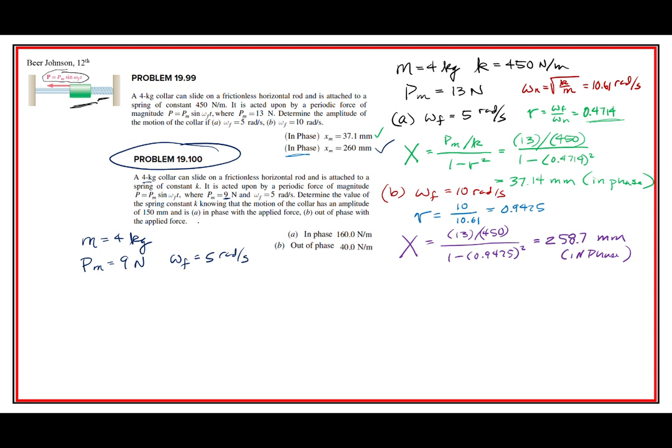And now we don't have an amplitude, right? Right here, the desired amplitude is 150 millimeters. And so we want to have in phase with the applied force and out of phase with the applied force. So what that really means is, when we go to try to take this apart, there's a couple of different formulas sometimes for it. We used this one right here, that one right here.